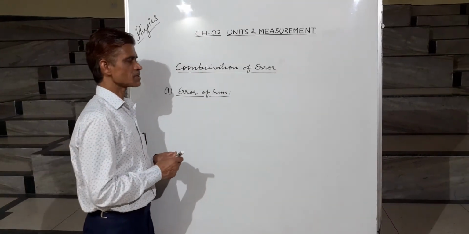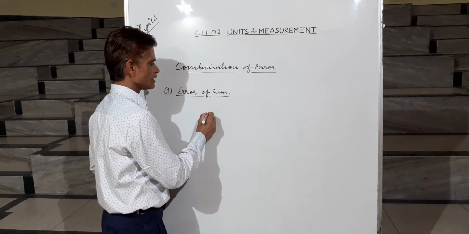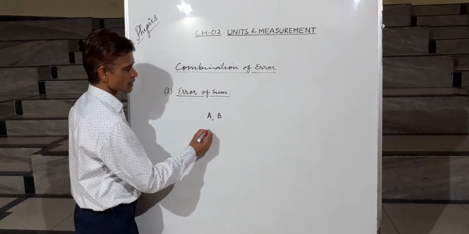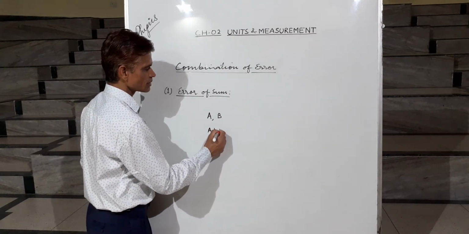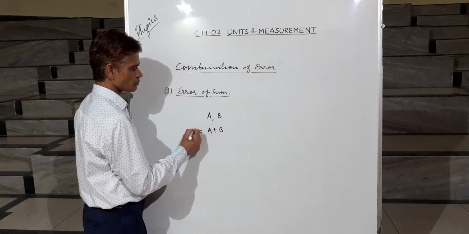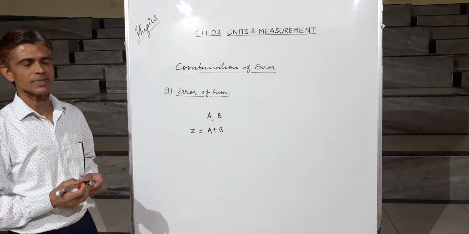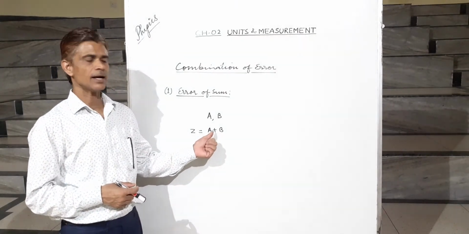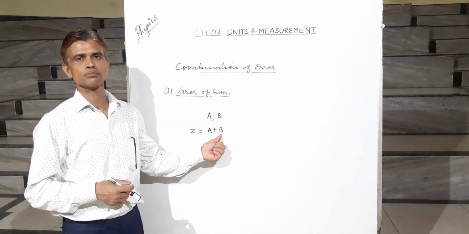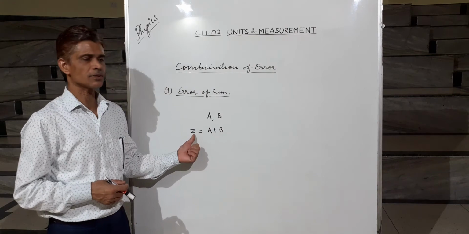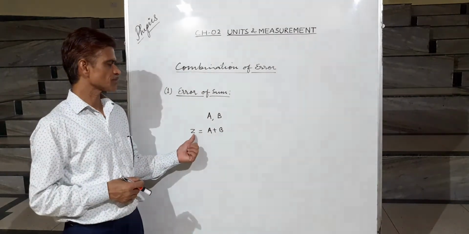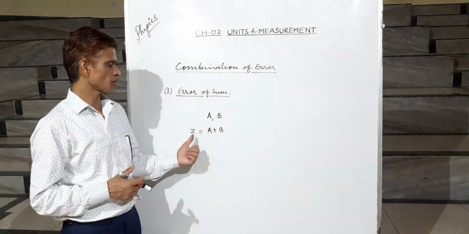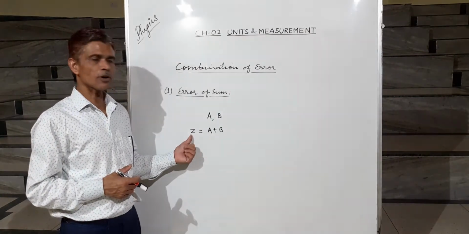So error of sum. Suppose that there is a physical quantity A and there is another physical quantity B. The sum of these two physical quantities is dependent on a third physical quantity, suppose Z. So if we measure the physical quantity A and physical quantity B separately and then put in this formula, what will be the error in the measurement of A and error in the measurement of B that will propagate in the measurement of Z?